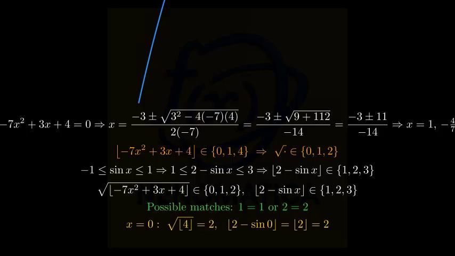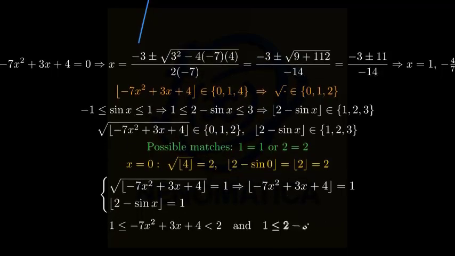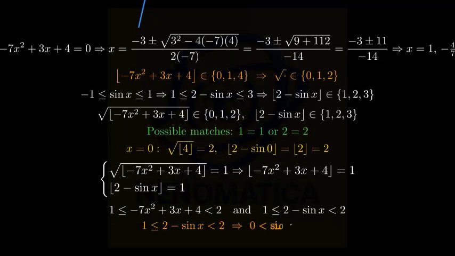Step 3. Case 1. Both sides equal 1. That means the floor of the quadratic equals 1, and the floor of 2 minus sine x equals 1. For the left inequality, floor equals 1 implies 1 less or equal to the quadratic less than 2. For the right inequality, the floor equals 1 implies 1 less or equal to 2 minus sine x less than 2, which simplifies to sine x strictly greater than 0, and less than or equal to 1.